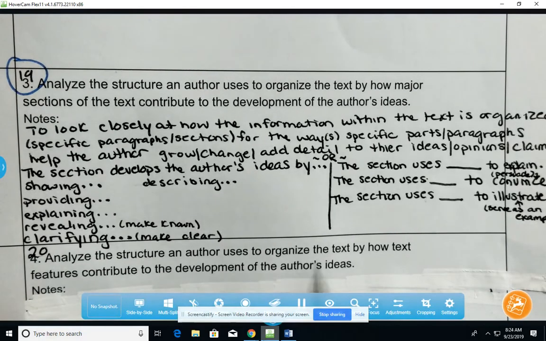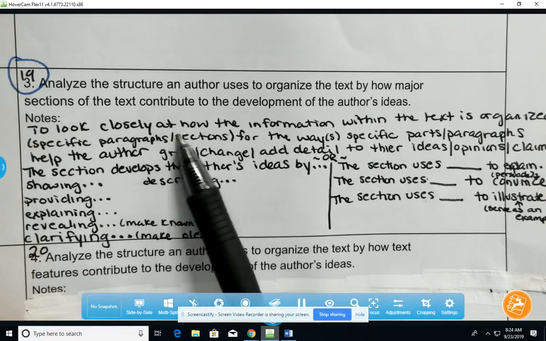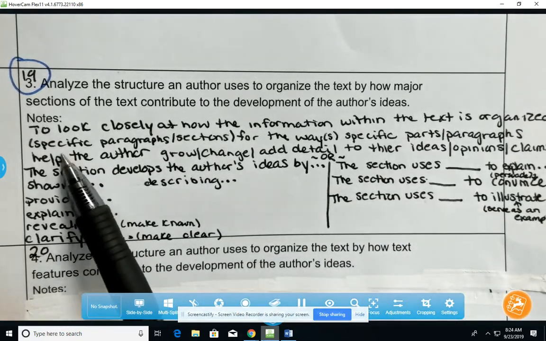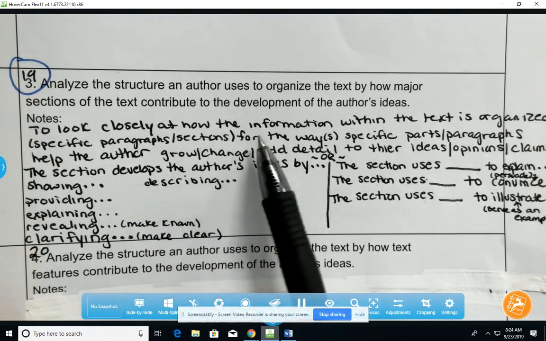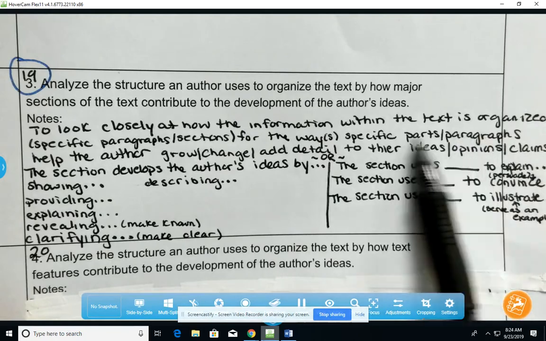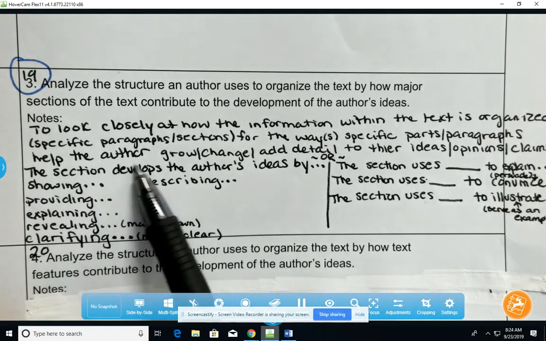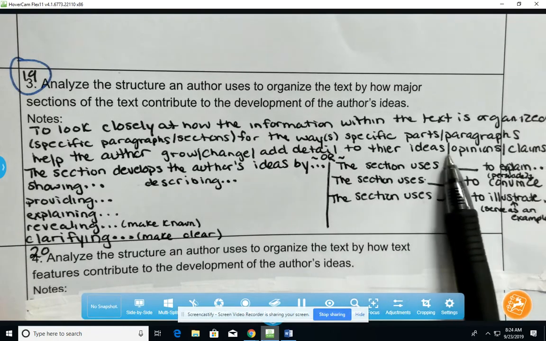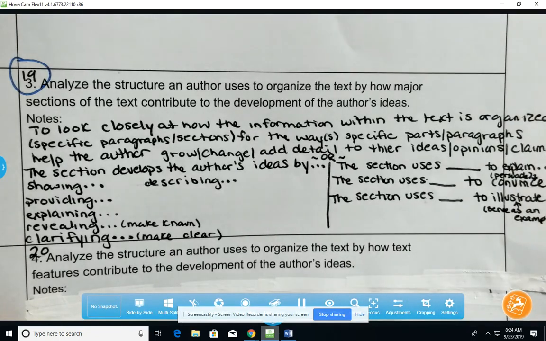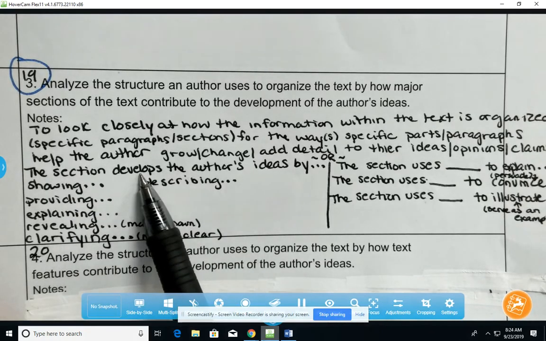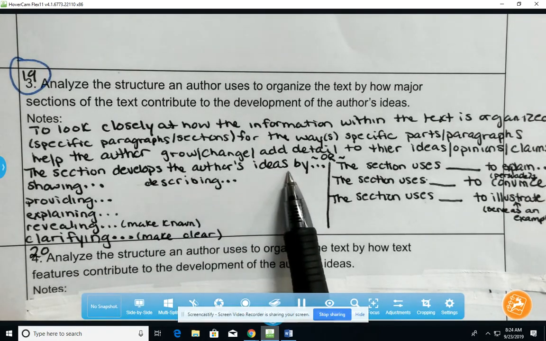So when we say that in our own words, that means to look closely at how the information within the text is organized, as in specific paragraphs or sections, because in those specific sections, the author has specific ways that they have created that paragraph to grow or change or add detail to their ideas, their opinions, or their claims. So you want to think about this section as a specific part that develops the author's ideas.